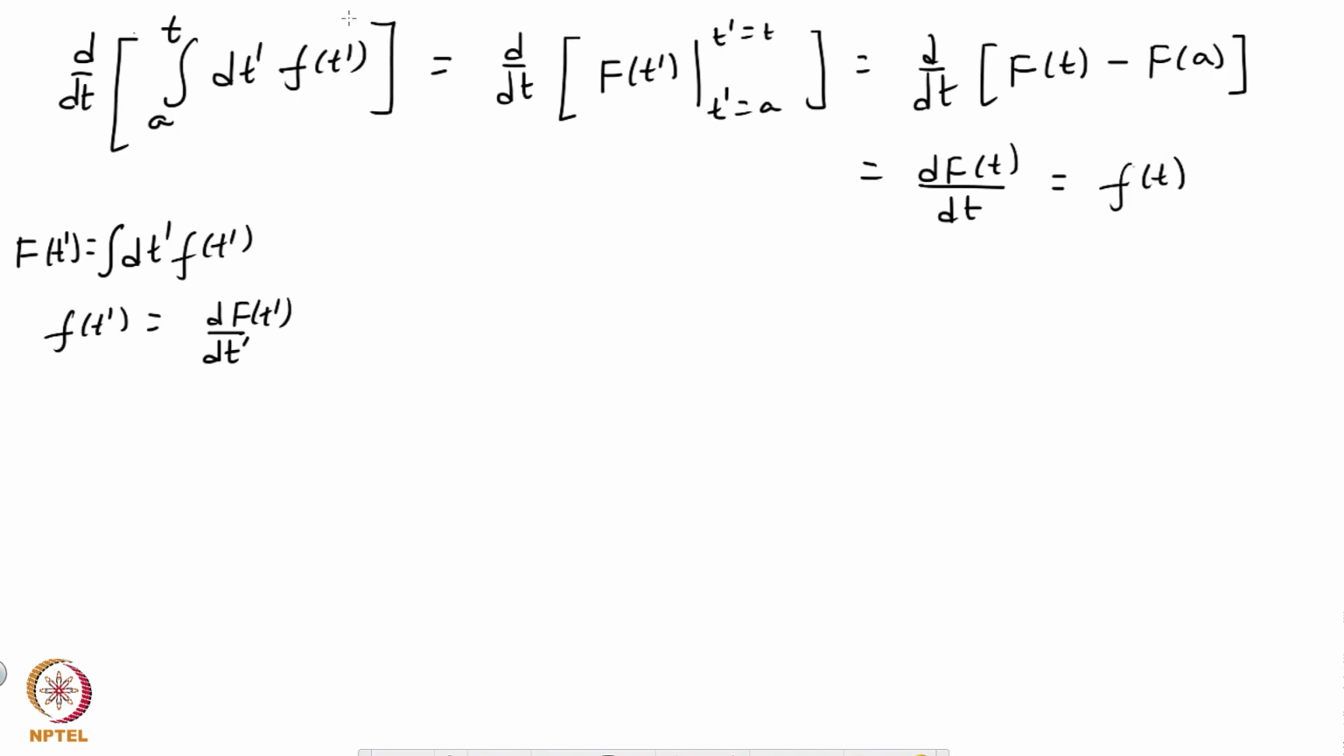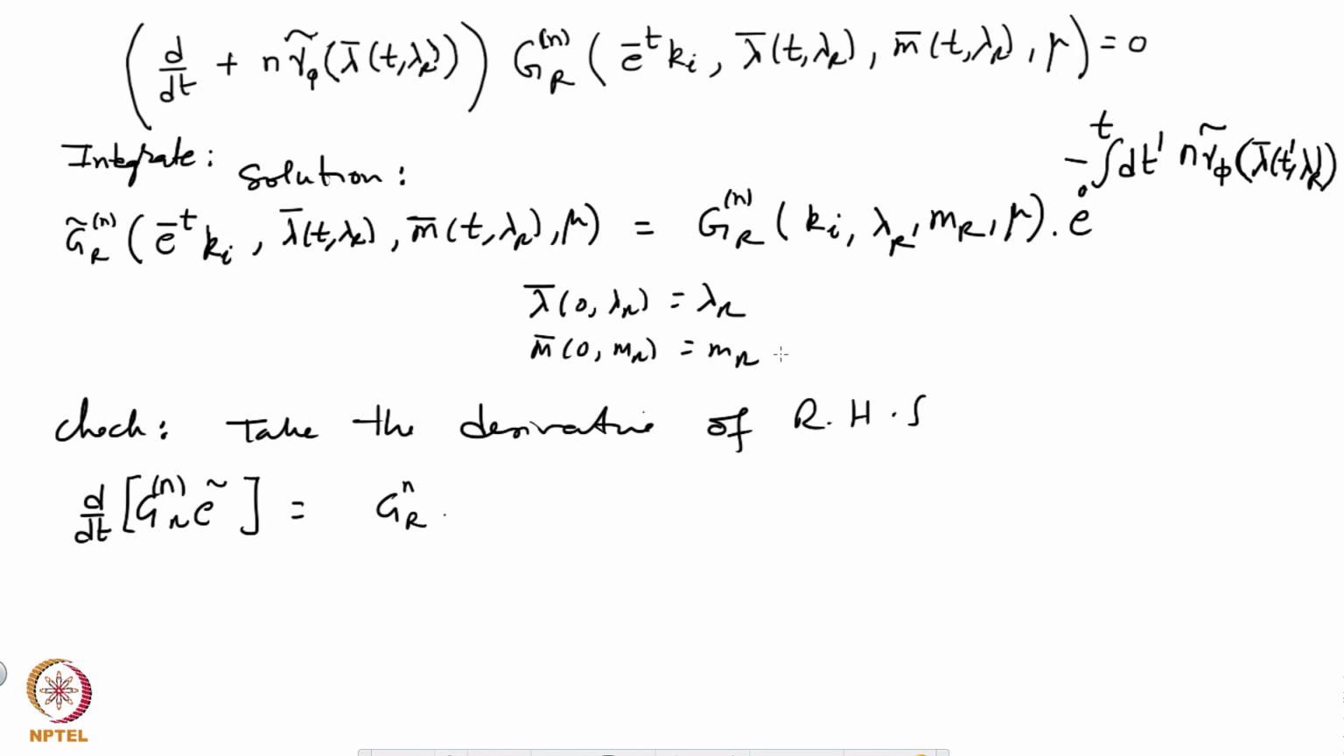So what you get here is that if you have the time dependence sitting in the limit of the integral, then after you differentiate, what you get is just the integrand, and the integrand is f of t prime. So you replace t prime by t, and that's what you get. So f of t. Okay, let me write it on a rough sheet. So that's what we are going to use here.